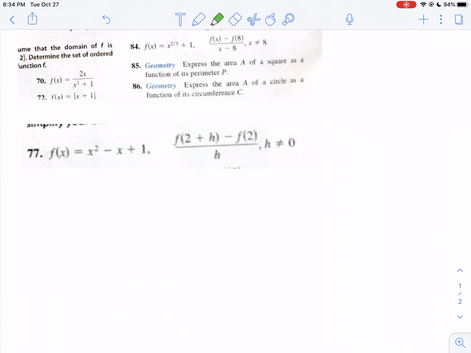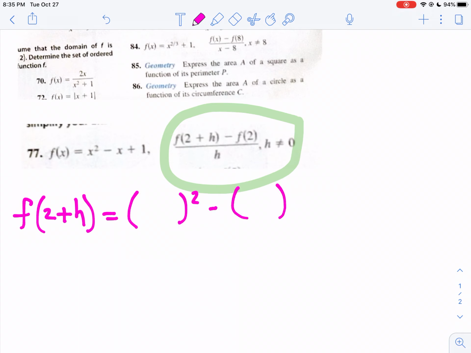All right, so here is number 77. The function is f of x equals x squared minus x plus 1, and what they want you to find is this. We are just going to follow that. The first thing you want to do is find out what f of 2 plus h is. Instead of x, you are going to put that in and simplify it. So instead of x you put 2 plus h, and you go ahead and FOIL that.